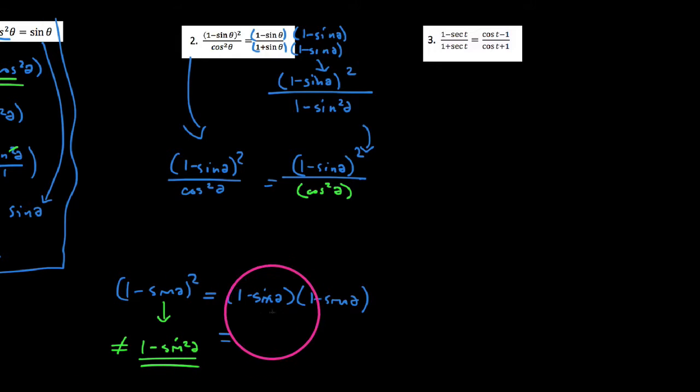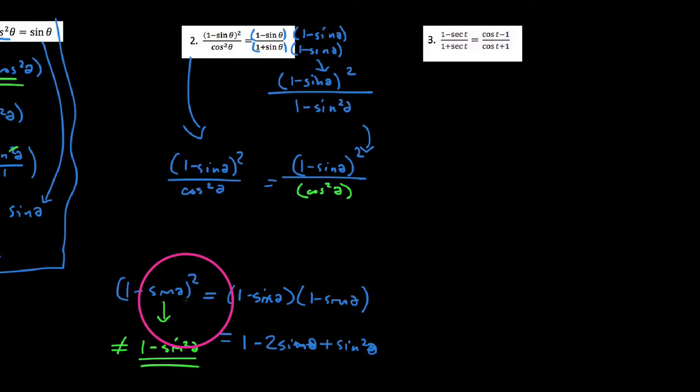If you FOIL this out, you would actually get 1 times 1 minus sine of theta minus the sine of theta, so minus 2 sine of theta. And then you would have a sine theta times a sine theta, both negative, makes this a positive sine squared of theta. So you wouldn't get anywhere near this difference of squares here. So just don't be tempted to do that.